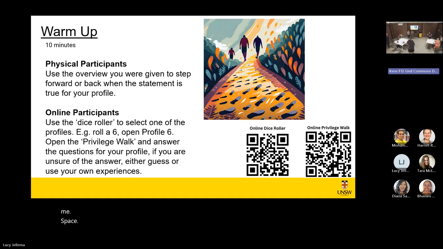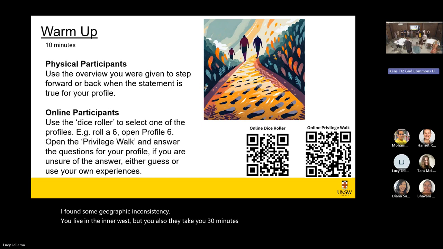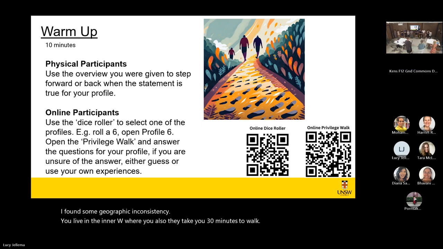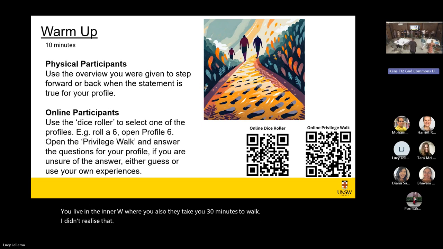Found some geographic inconsistencies in mine. It's like that you live in the inner west, but it only takes you 30 minutes to walk to UNSW. I live in the inner west. To step forward or back to the street.